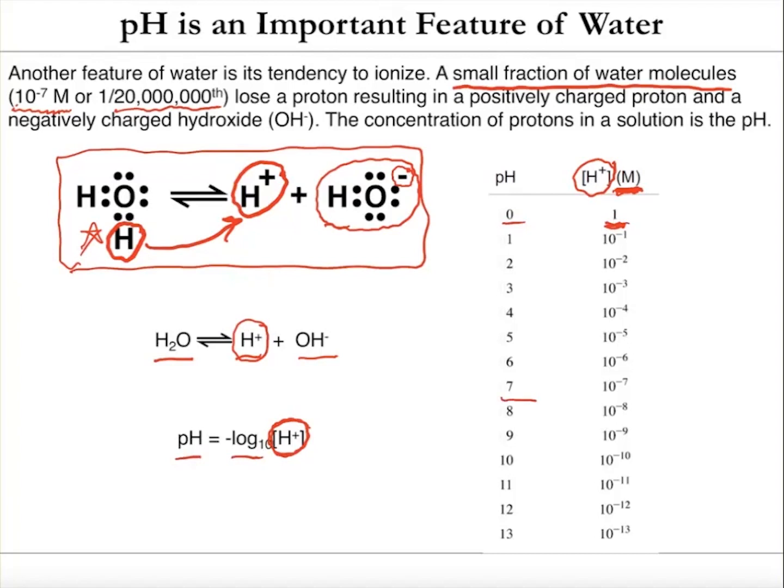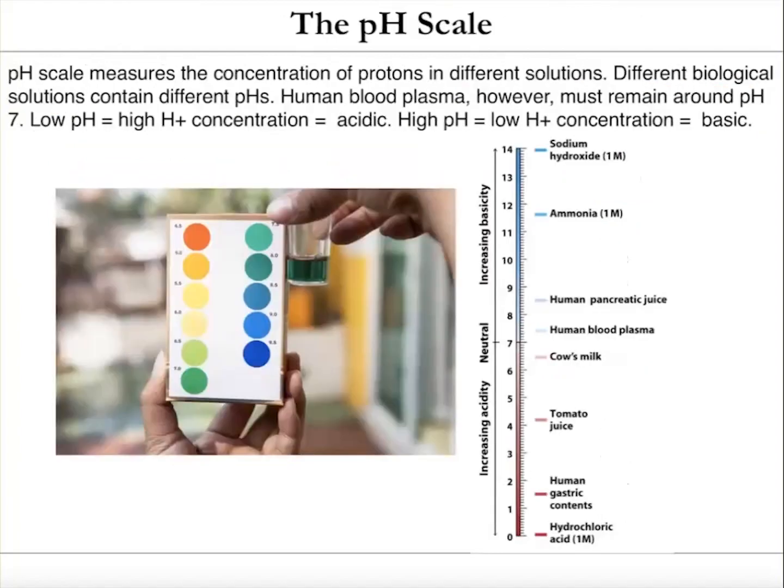So most of life occurs around pH 7, which is that 10 to the negative 7, or 1/20,000th of the water molecules actually dissociate, and there's a free proton moving around in solution. So the pH scale actually measures the concentration of protons in these different solutions. So different biological solutions or fluids contain different pHs. So we usually talk in terms of physiological pH, and that's around pH 7, which we consider neutral.